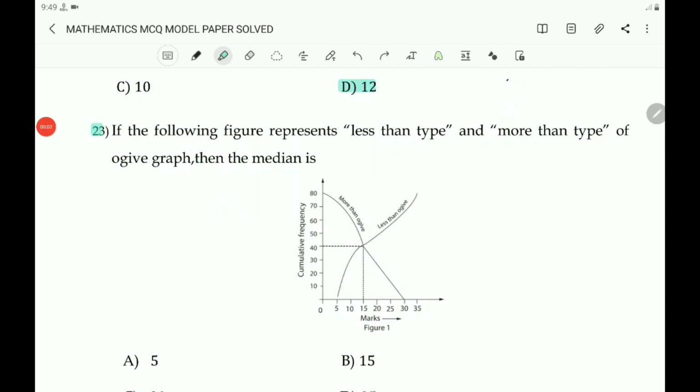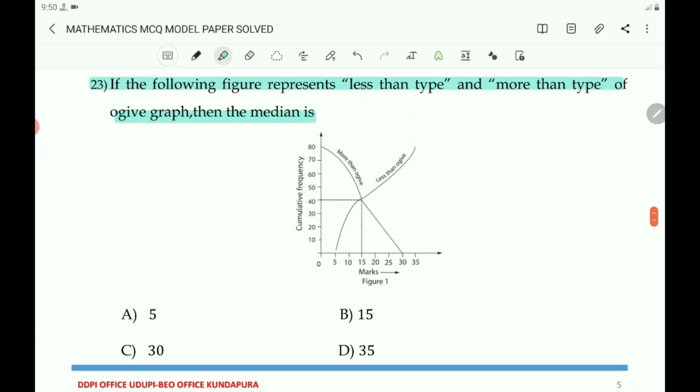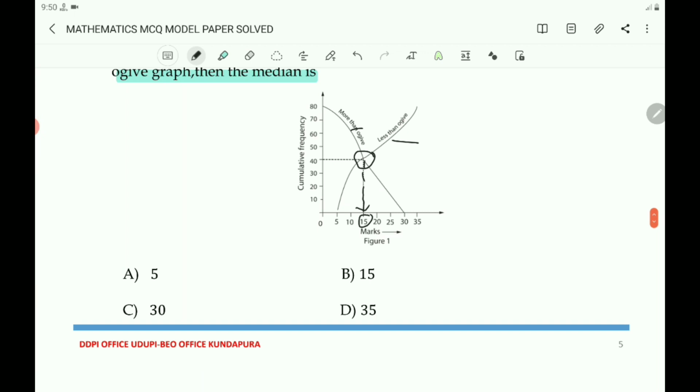Now you take question number 23. If the following figure represents the less than type and more than type ogive graph, then the median is. Here the less than type ogive and more than type ogive intersect at this point. This is the less than type ogive, this is the more than type ogive. Both of them meet at this point on the x-axis, and the point of intersection is here 15. So the median is 15.